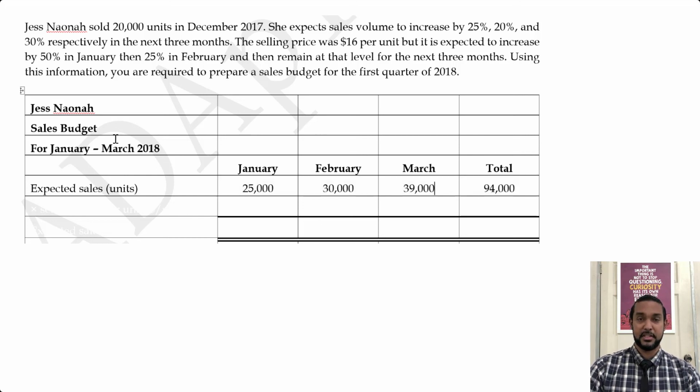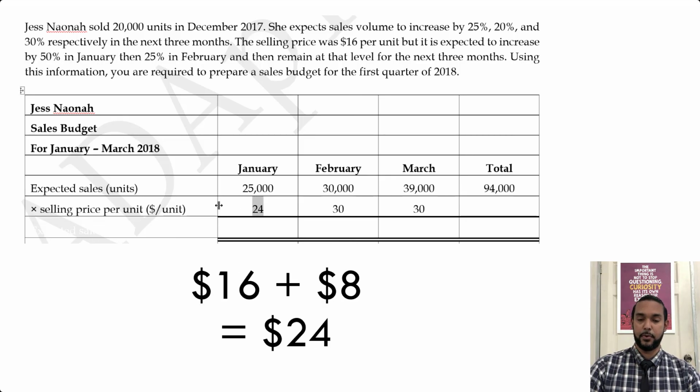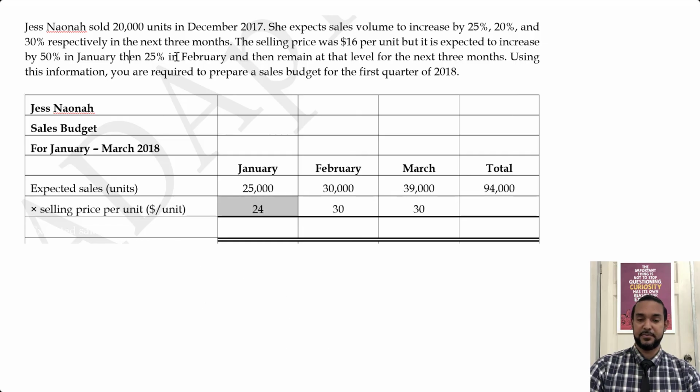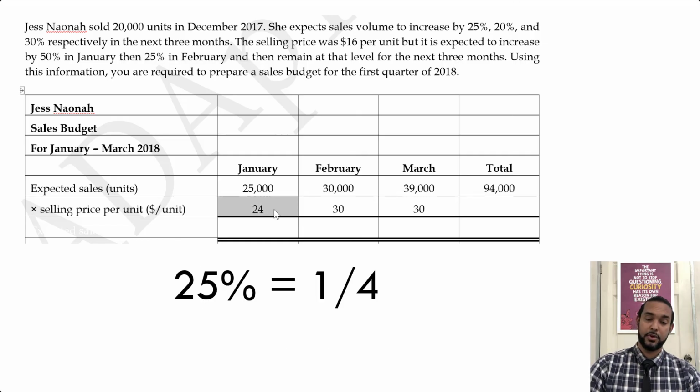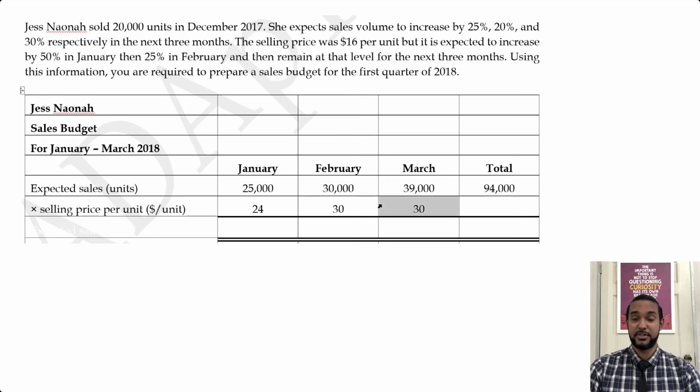Now, selling price. Let's put in the figures and talk about the arithmetic after. So the selling price in December was $16 per unit, but we wanted to increase by 50% in Jan. So 50% of 16 is 8. 16 and 8 is 24. And then it's going to increase by 25% in February. 25% is a quarter. A quarter of 24 is 6. 6 and 24 is 30. And remain at that level for the next 3 months. So if it remains at 30, then March's selling price per unit is the same as February's.